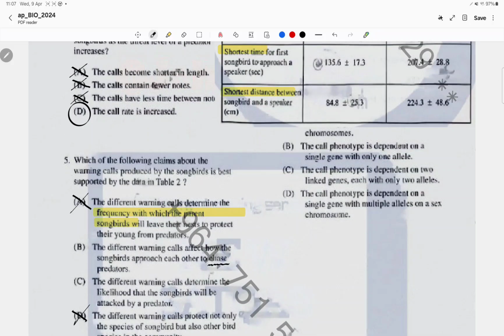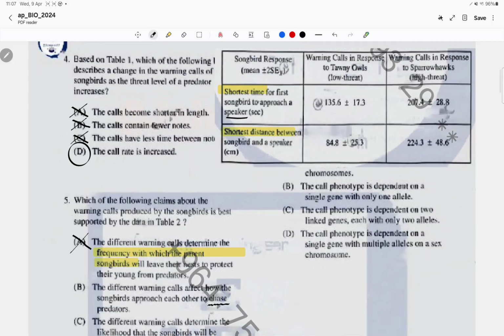Okay, so what I see is that the time for the songbird to approach the speaker, which is the predator, and the distance of the songbird from the predator or the speaker is basically different if we are comparing tawny owl to sparrowhawk. We have different songbird responses.